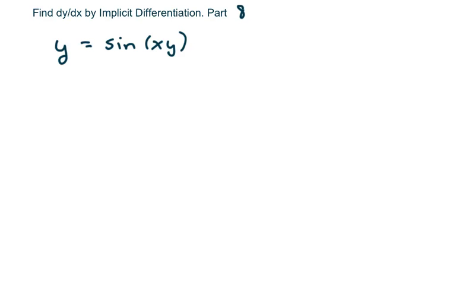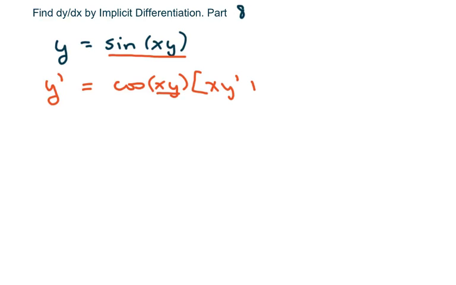So the derivative of y is just y prime, and then we're going to take the derivative of sine, and that's cosine of xy. And then we're going to take the derivative of the product inside here. So the first thing I'm going to do is write down x, take the derivative of y, plus you take the derivative of x, which is 1, times y.